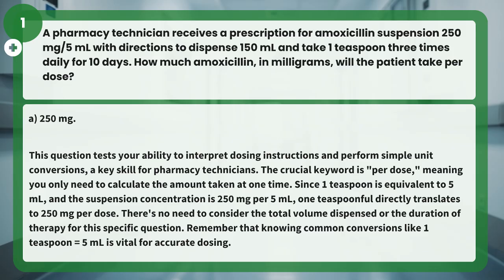Answer: A. 250 milligrams. This question tests your ability to interpret dosing instructions and perform simple unit conversions, a key skill for pharmacy technicians. The crucial keyword is per dose, meaning you only need to calculate the amount taken at one time. Since 1 teaspoon is equivalent to 5 milliliters and the suspension concentration is 250 milligrams per 5 milliliters, 1 teaspoonful directly translates to 250 milligrams per dose.